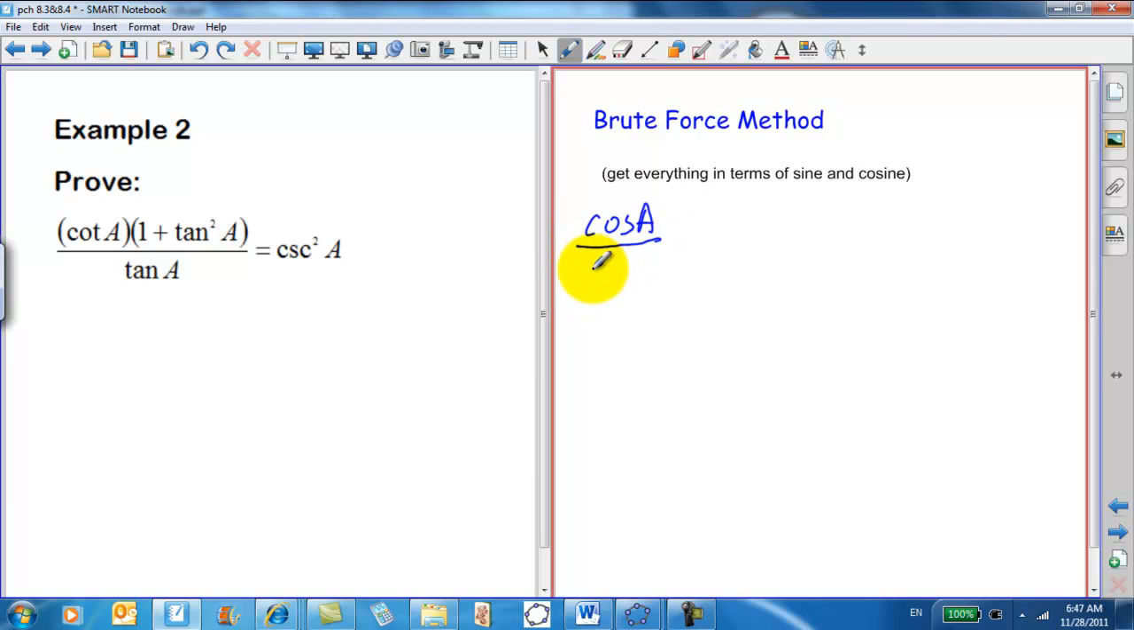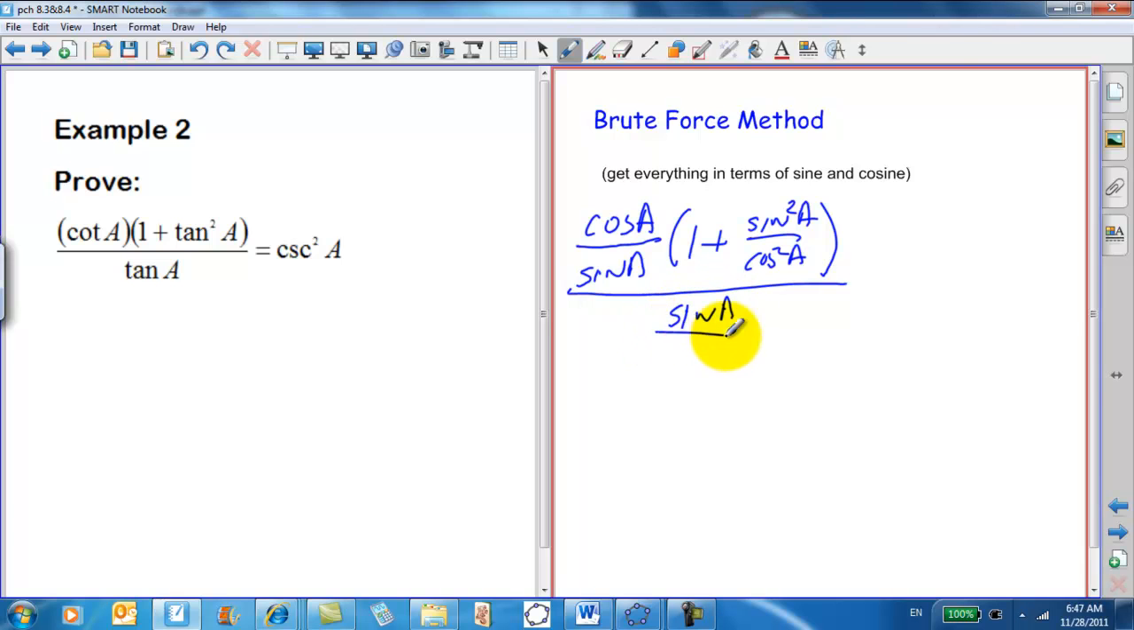Cotangent of A is cosine A over sine A, times 1 plus tangent squared A, which is going to be sine squared A over cosine squared A, all over tangent A, which is sine of A over cosine of A, equals cosecant squared, which is 1 over sine squared of A. And if we get both sides to be the same thing, we should be okay.